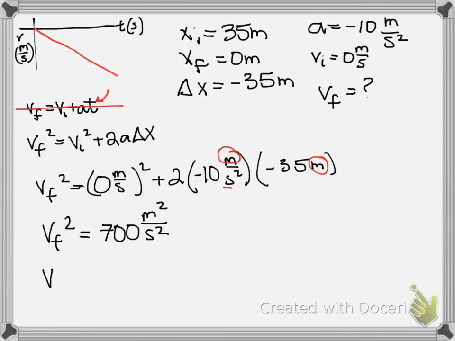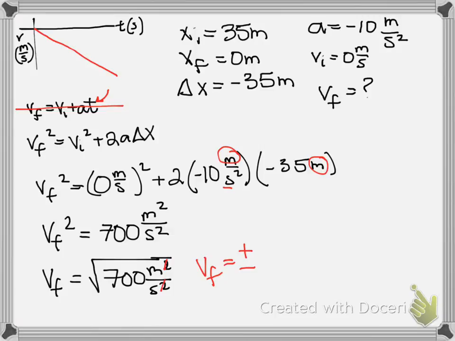Continuing on, take the square root of both sides, so v final equals the square root of 700 meters squared per second squared. And when we square root these units, meters squared square rooted will become meters, seconds squared square rooted will become seconds, and so we'll be left with an answer of, let's see, plus or minus 26.46 meters per second as our answer.